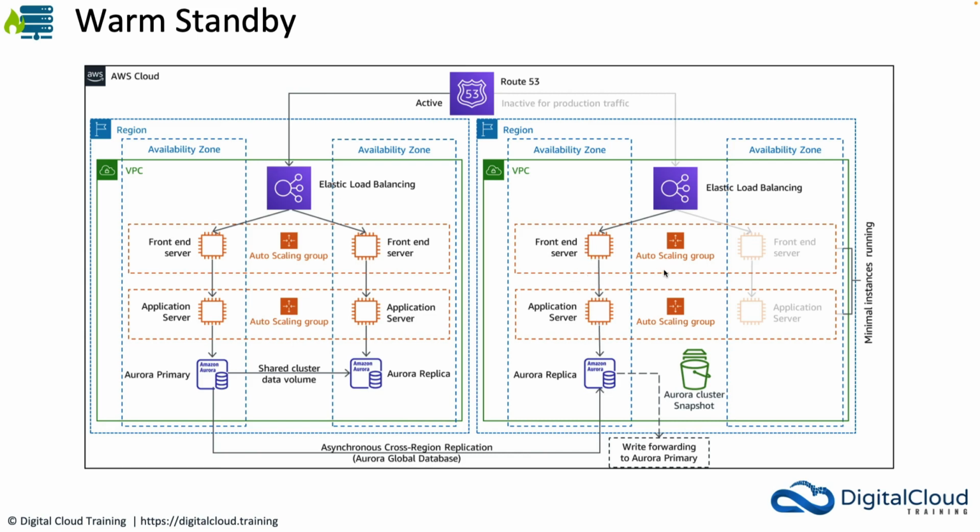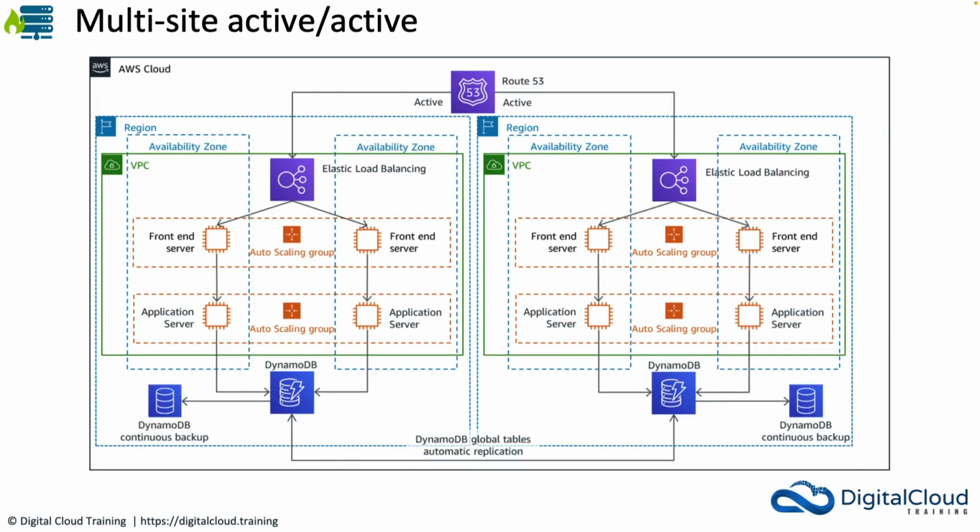Of course, we do need to scale using our auto scaling group to bring up some more if we need some more for the traffic, and of course for redundancy across the two availability zones as well. So that's the warm standby.